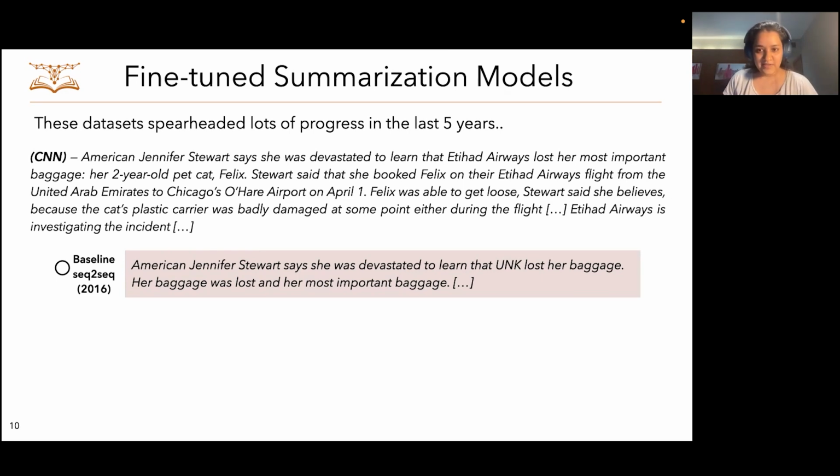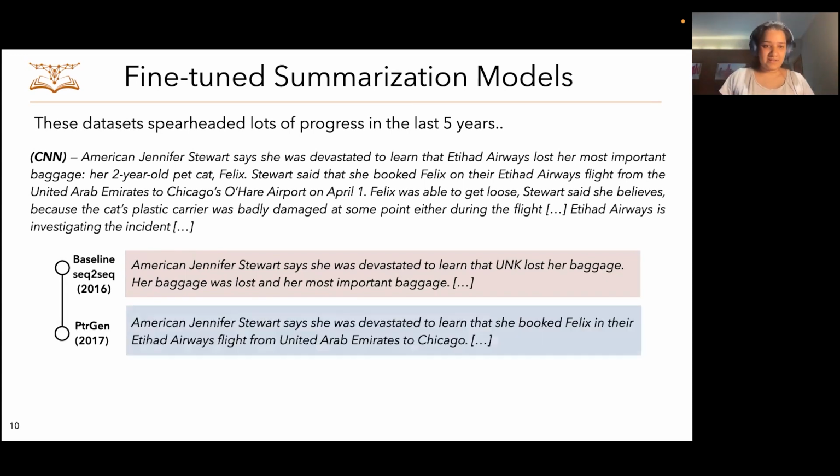So for instance, here it says American Jennifer Stewart says that she's devastated to learn that Etihad has lost her baggage was lost, and her more important baggage. So it's kind of a mess, right? But by having these data sets to play around with and improve models on, the pointer generator model, which was introduced in 2017, was able to generate much more fluent summaries. But again, this was also not perfect because it preferred to copy long spans, but sometimes it wouldn't put these spans together in the right way.